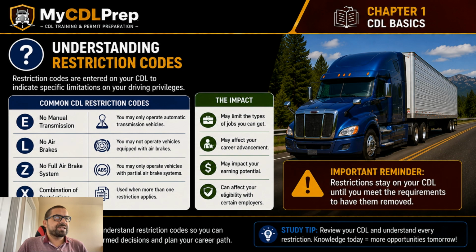So, understanding restriction codes. Restriction codes are entered on your CDL to indicate specific limitations on your driving privilege. Here are common CDL restriction codes: no manual transmission, no air brakes, no full air brake system, and combinations of restrictions. The impact may limit the types of jobs you can get, may affect your career advancement, and may impact your earning potential. It can affect your eligibility with certain employers. Important reminder: restrictions stay on your CDL until you meet the requirements to have them removed. So the goal is to understand restriction codes so you can make informed decisions and plan your career path.